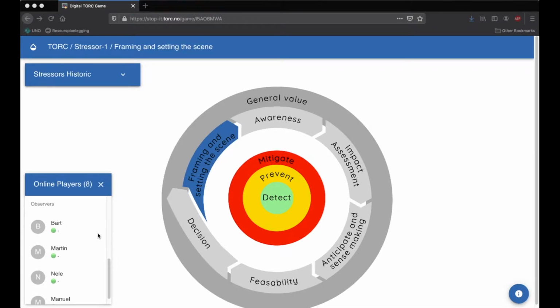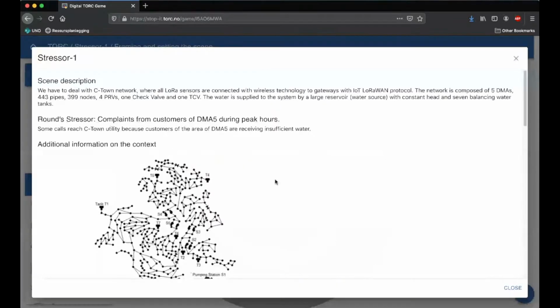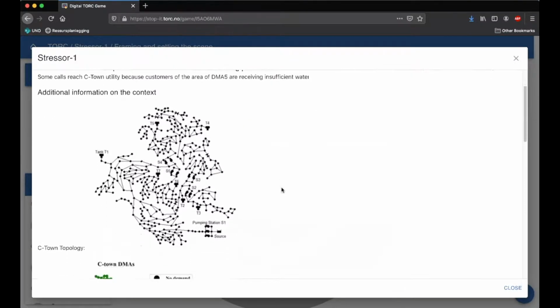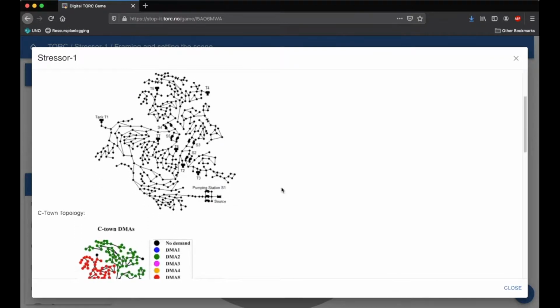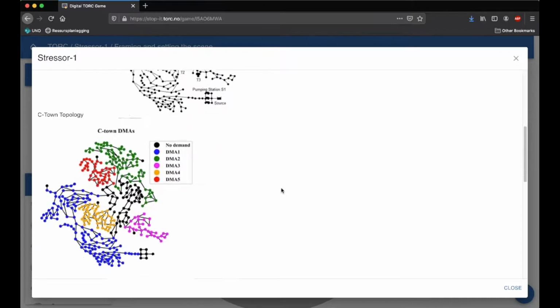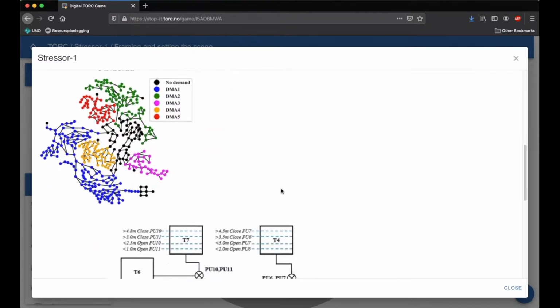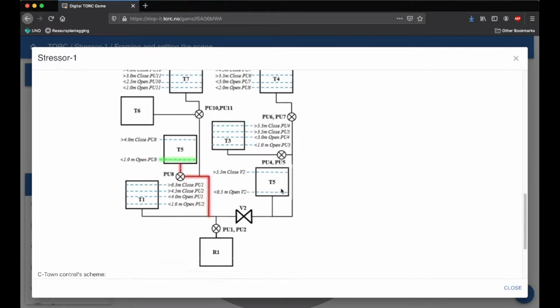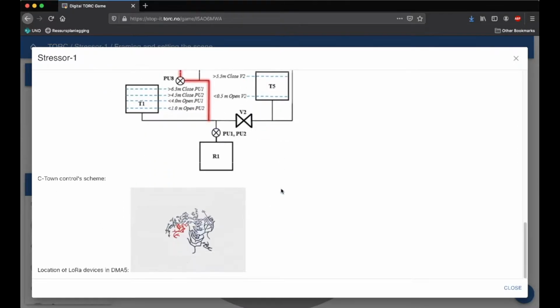Okay, while all of you are joining, if you press the button on the right side, the lowest one, show game information, you can see some information about the stressor that we will play, which I hope will be helpful to introduce you to the logic of the TORC digital game. As a scene description, we have to deal with a literature water distribution network, which is C-Town.